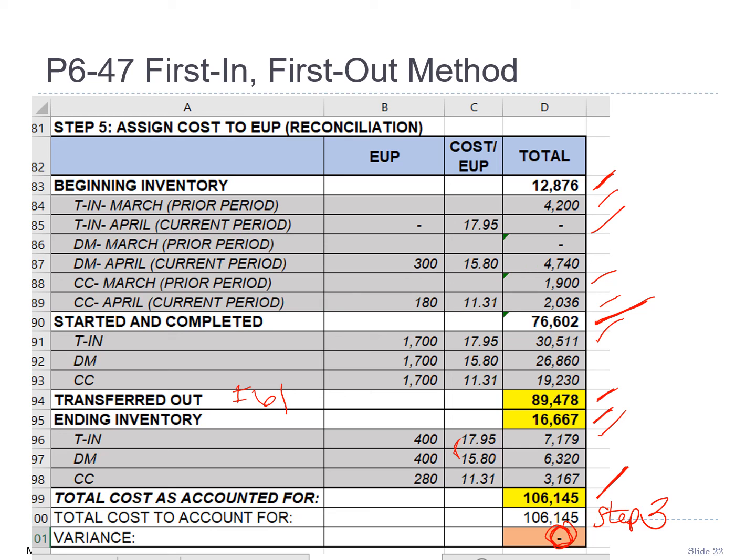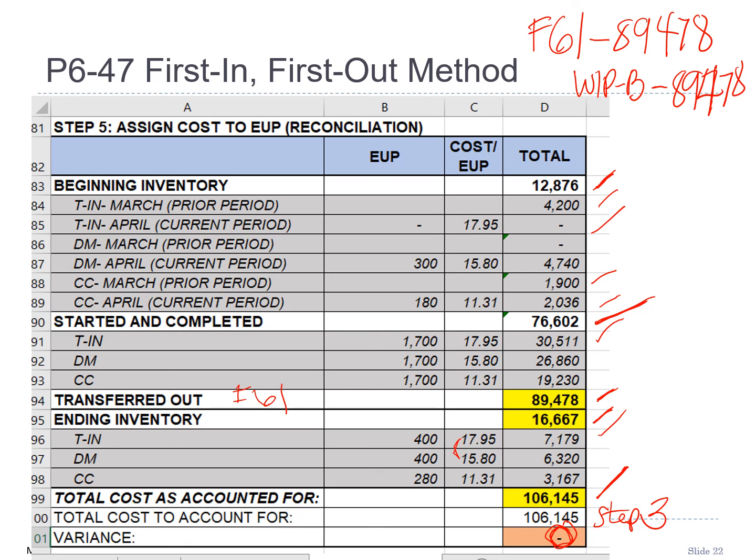So, doon sa previous slide, na-entryhan ko na yung current period cost. So, after step 5, ang magiging journal entry ko na lang para dito sa transferred out. So, magiging journal entry dyan is debit to finished goods inventory. Finished goods inventory kasi last department na to. So, that is 89,478. Credit ako ng WIP, Department B. This is 89,478.